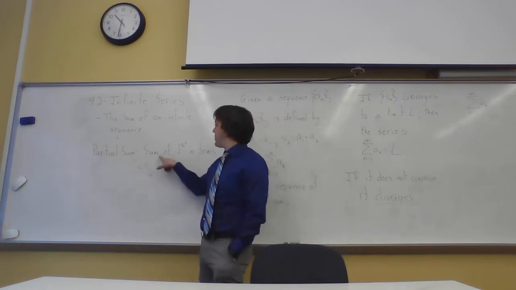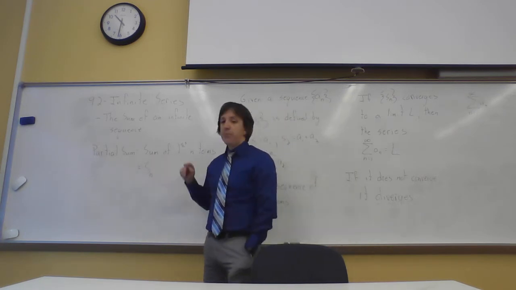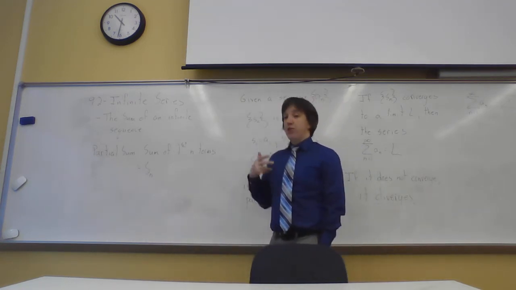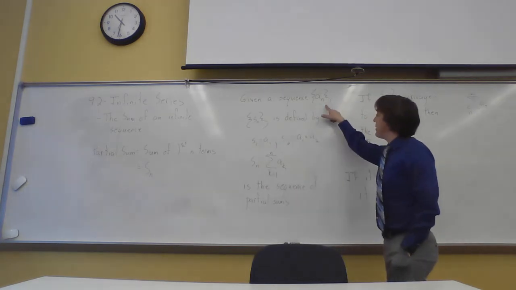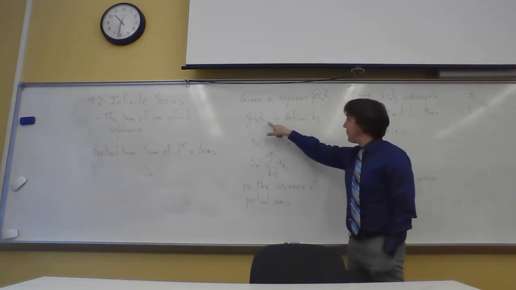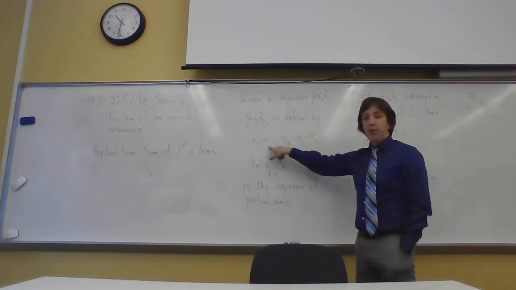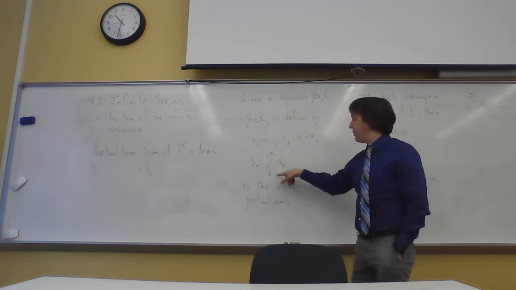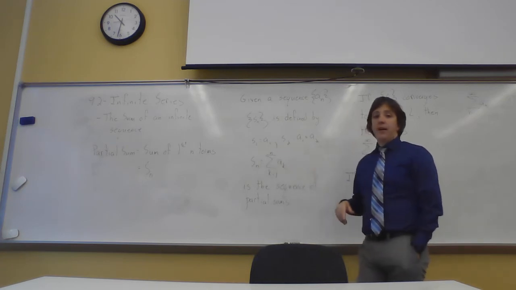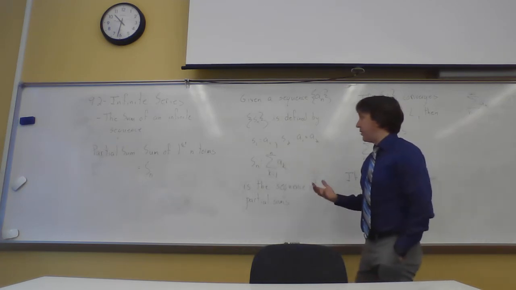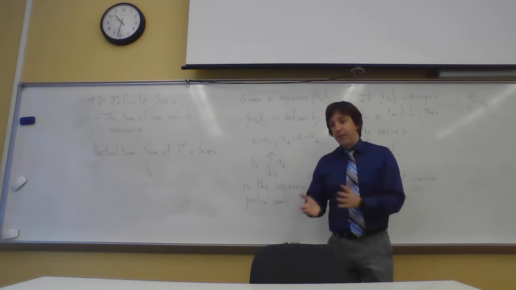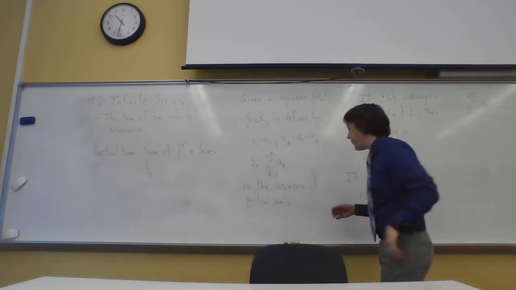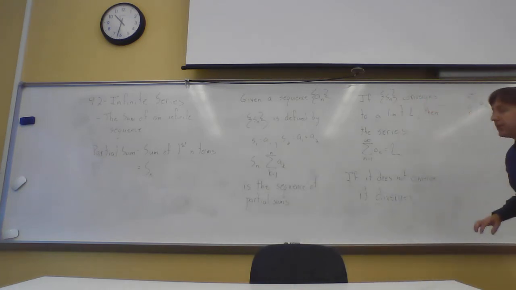A partial sum is just the sum of the first n terms, and we're going to use S sub n to denote the sequence of partial sums. Given a sequence A sub n, the sequence S sub n is defined by S1 is just A1, S2 is A1 plus A2, and S sub n is equal to the sum from k equals 1 to n of the A sub k's. So again, you're adding up the first 5 terms, or the first 30 terms, whatever it might be. That's the sequence of partial sums.